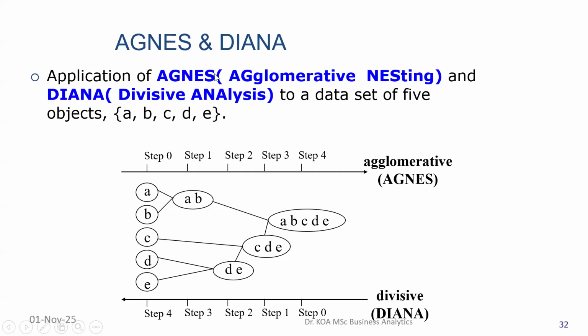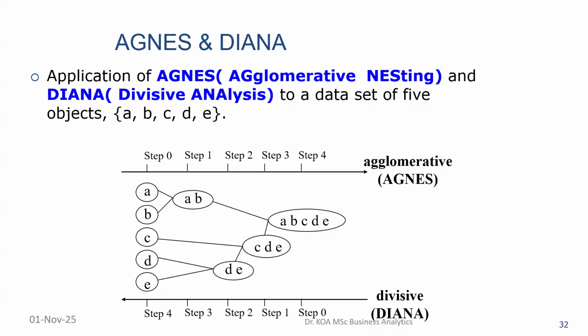Now, even though I use the words Agnes and Dinah because they sound nice, please just remember the full names. Okay, so we have a data set of 5 objects: A, B, C, D, and E. In the first step, look at the way the agglomerative looks, and look at the way the divisive looks. The divisive starts from the top, A, B, C, D, E.